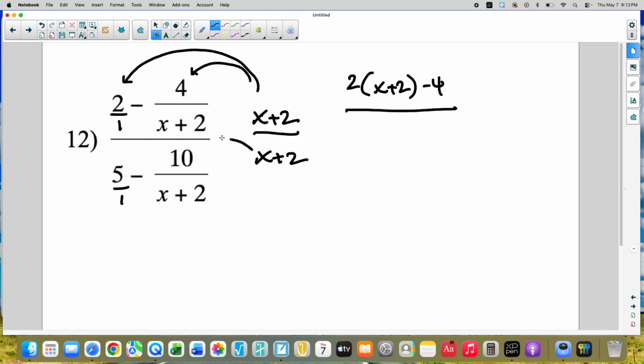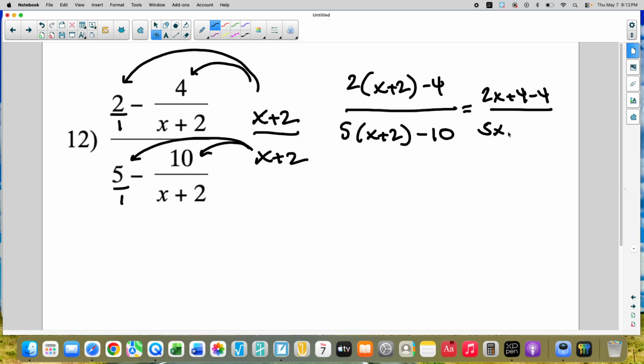We'll take this x plus 2 and times it by 5. That's 5 times x plus 2. And then we'll multiply it by this. Numerator cancels with denominator, leaving me with negative 10. This is 2x plus 4 minus 4 over 5x plus 10 minus 10. These cancel. You're left with 2x over 5x, and that's multiplication, so we can see that my x's are going to cancel, and I'm left with 2 over 5.